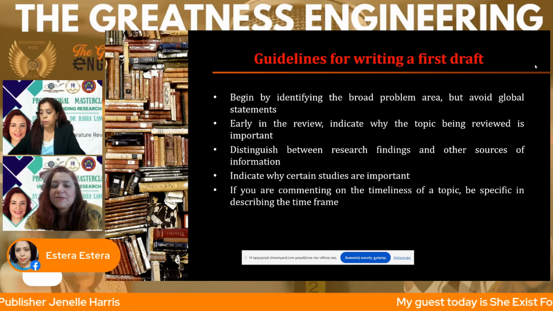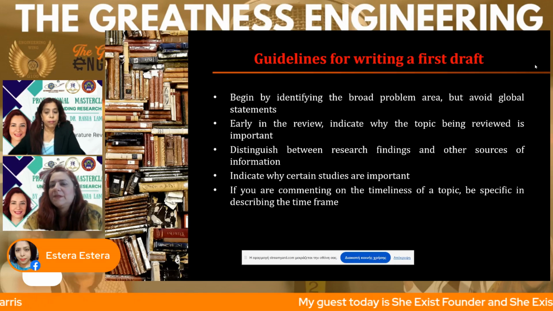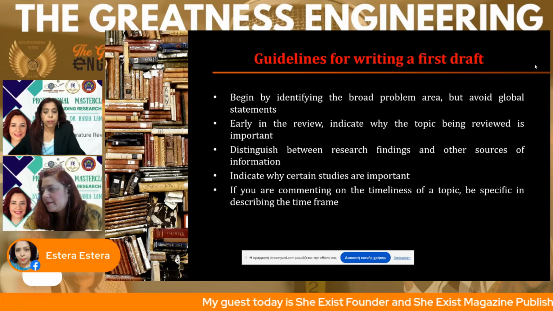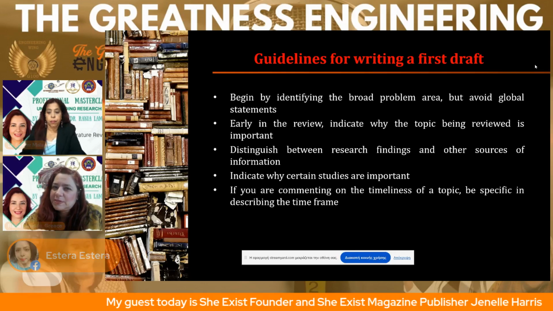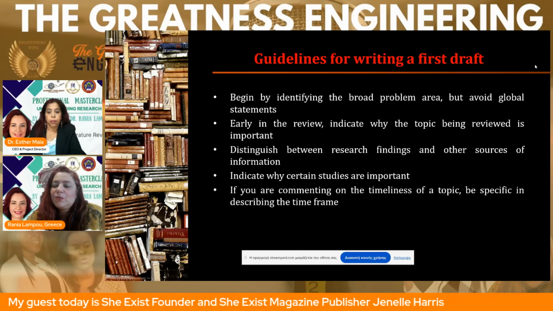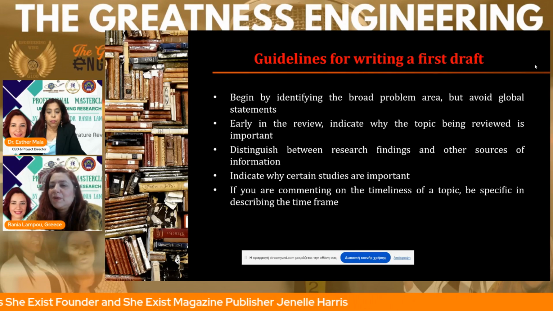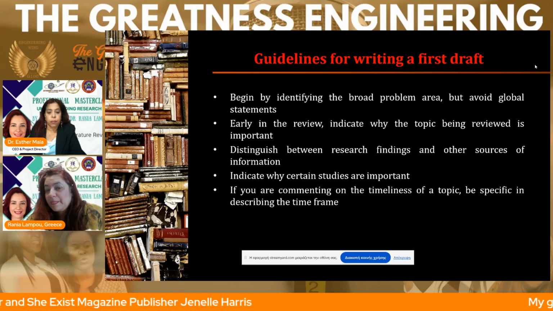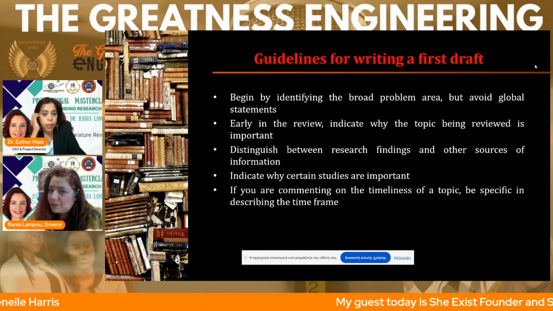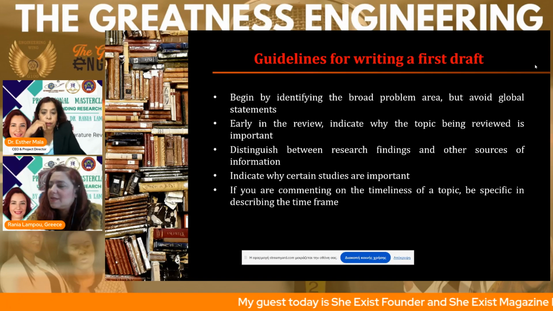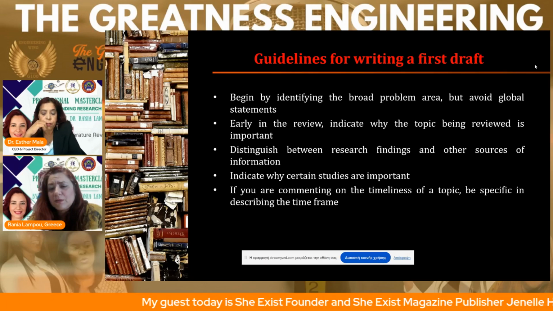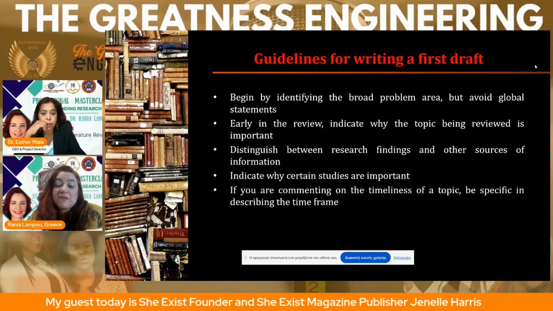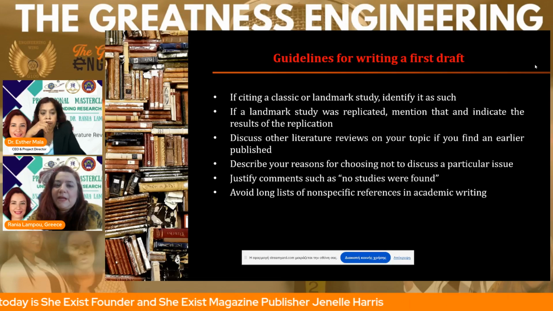If you want to write a first draft, then you need to begin by identifying the broad problem area, but try to avoid global statements. And in the review, you can indicate why the topic being reviewed is important, distinguish between research findings and other sources of information, indicate why certain studies are important, and if you're commenting on the timeliness of the topic, you need to be specific in describing the time frame.